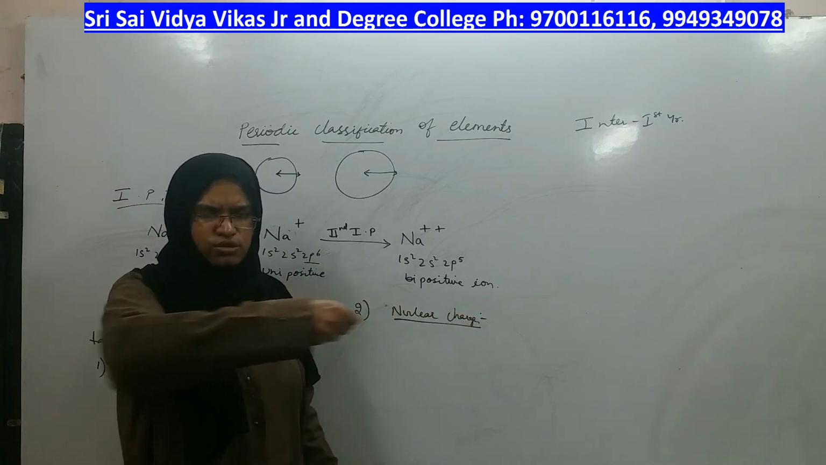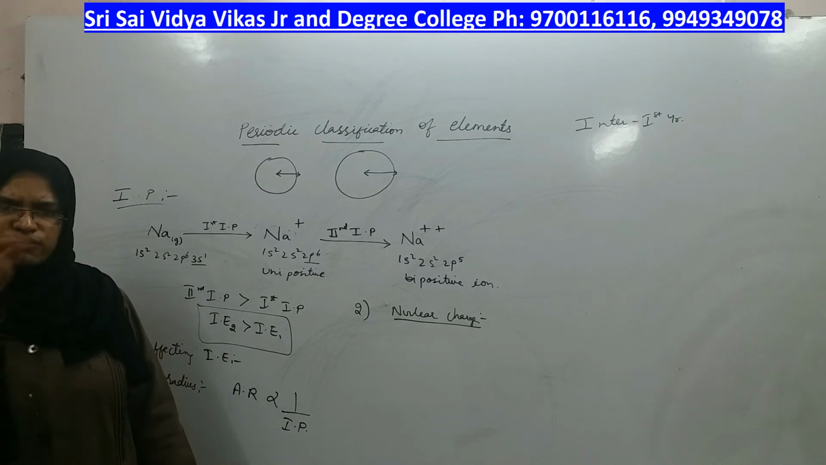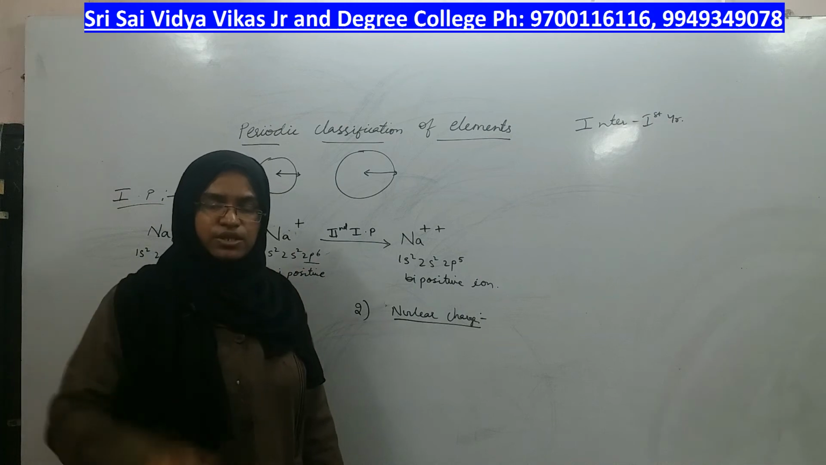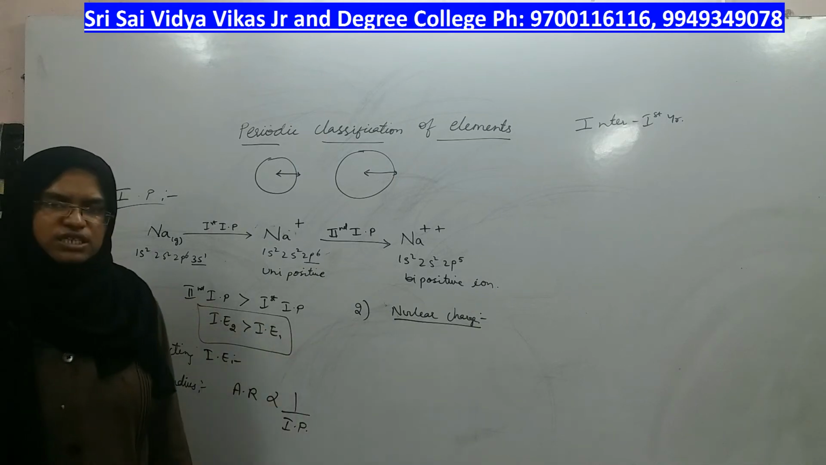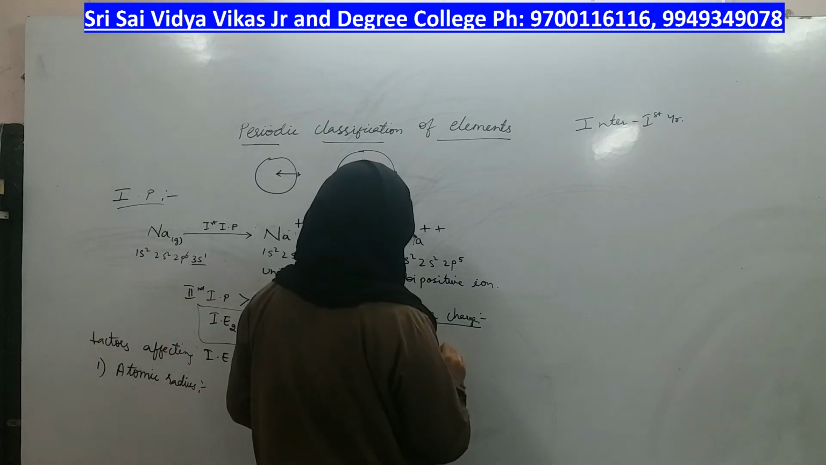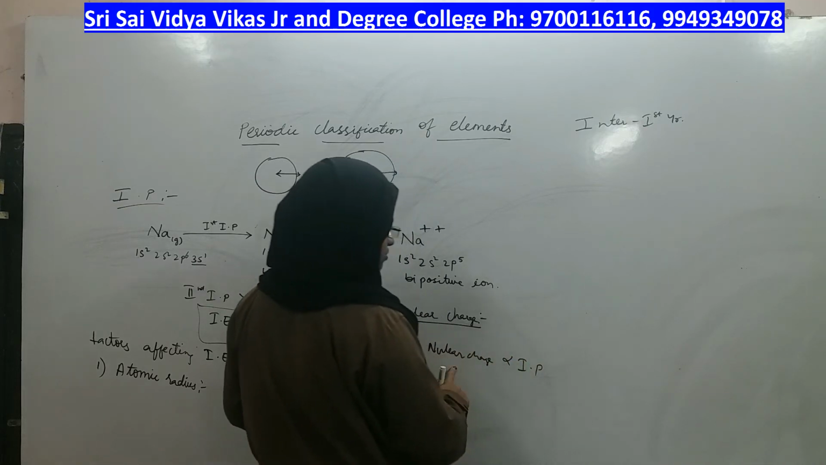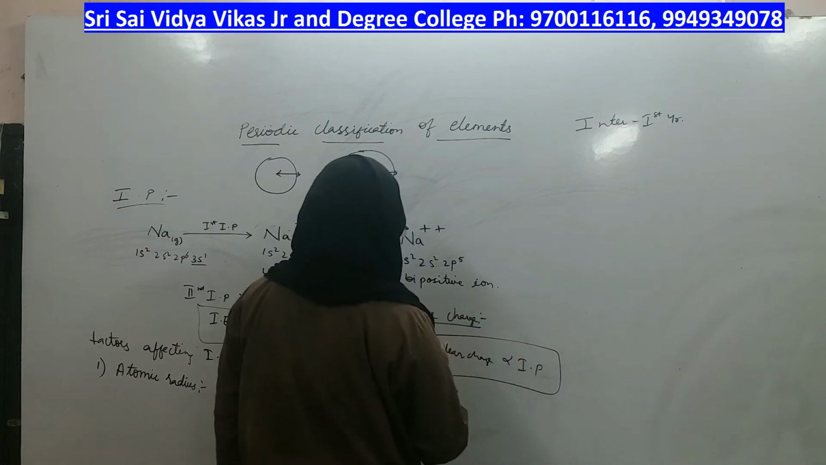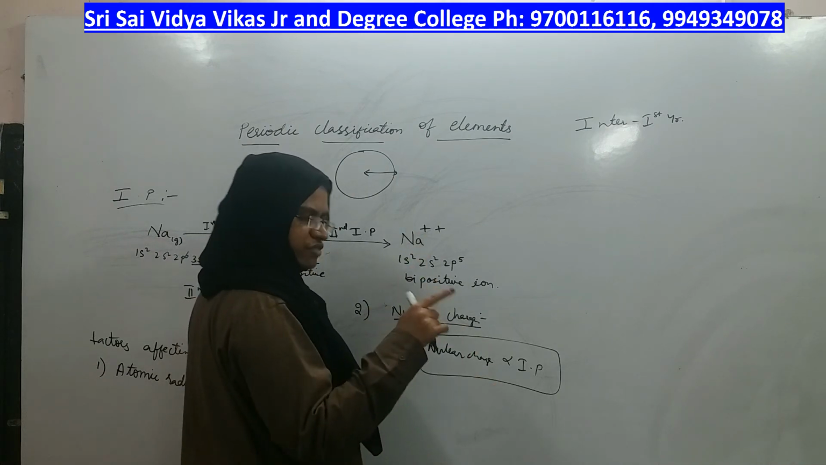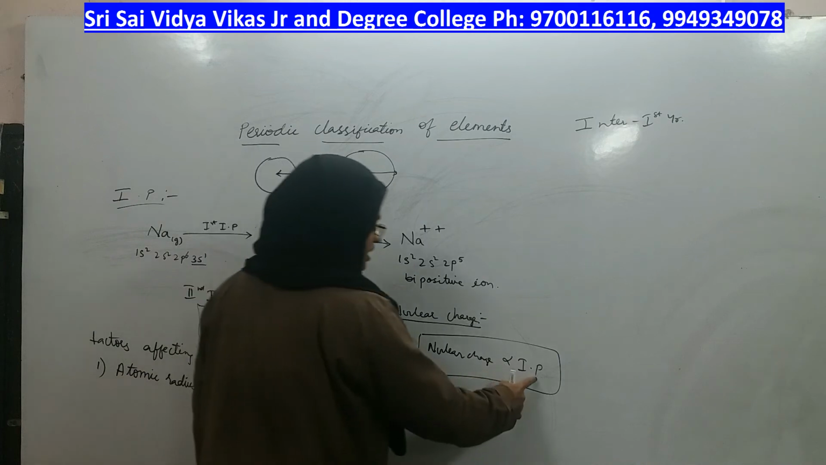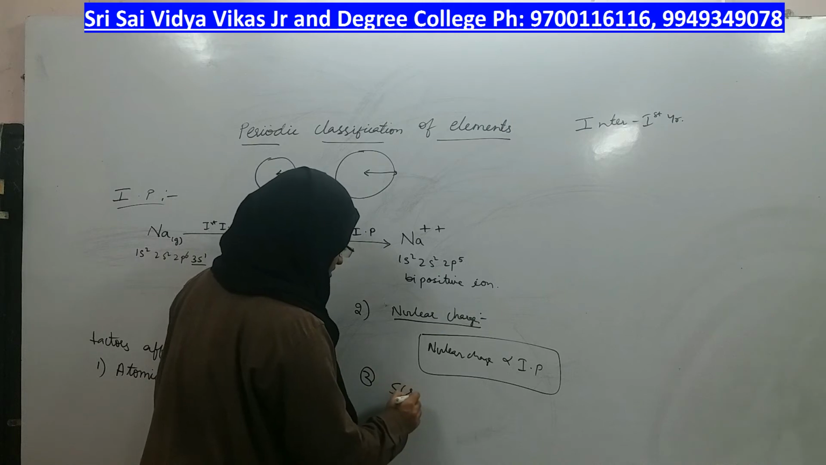If the nucleus is trying to pull the electron towards itself, can you remove the electron by giving less energy? No. To remove that electron, which is already tied up by the nucleus, you have to give extra energy, and therefore ionization energy will be more whenever nuclear charge is more. So nuclear charge is directly proportional to ionization potential. If the nuclear charge is more, ionization potential will also be more. If the charge of the nucleus is more, attraction on the electron will be more. So to remove that electron on which attraction is more, you need high energy. Directly related. The next factor is screening effect.